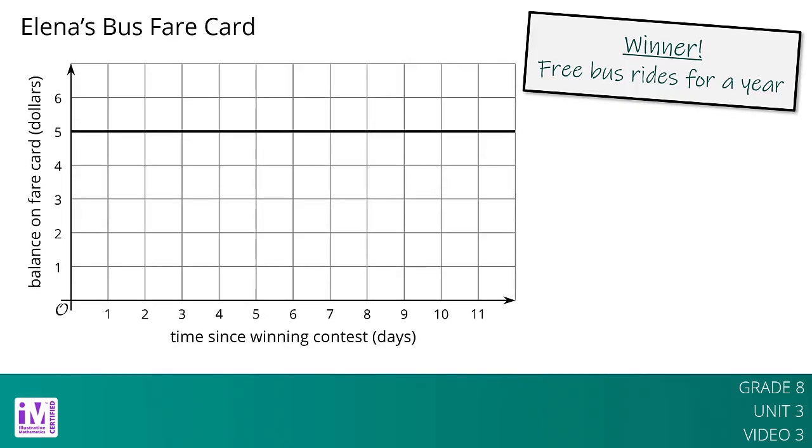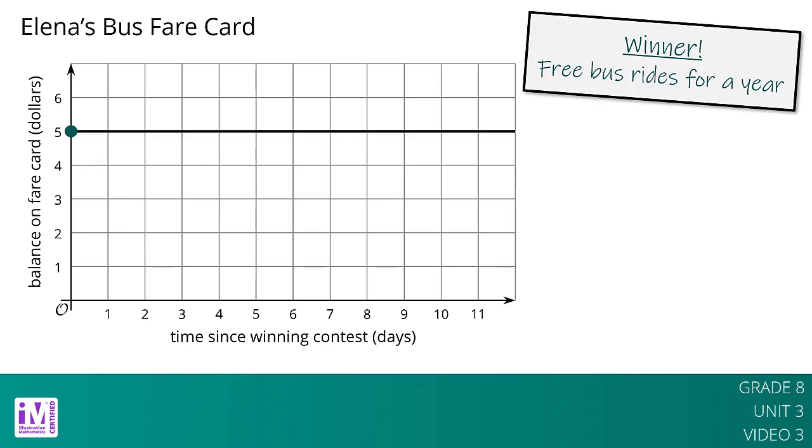For example, Elena won a contest where the prize was a special pass that gives her free bus rides for a year. Her normal fare card had $5 on it when she won the prize. Here is a graph of the amount of money on her fare card after winning the prize.